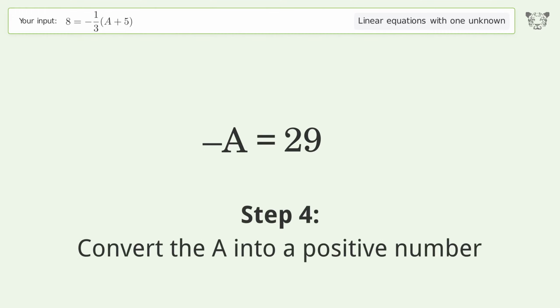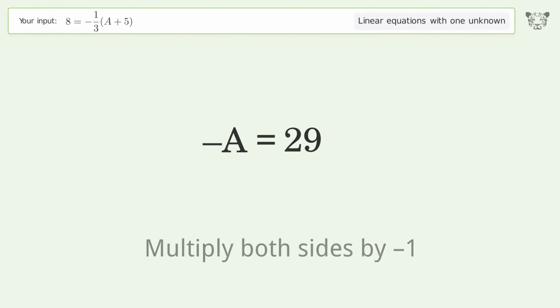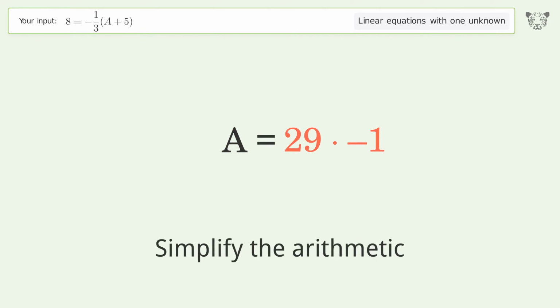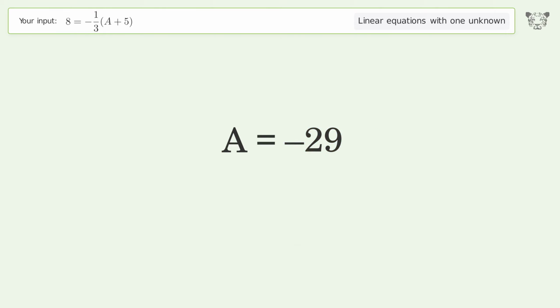Convert the a into a positive number. Multiply both sides by -1. Remove the ones. Simplify the arithmetic. And so the final result is a equals -29.